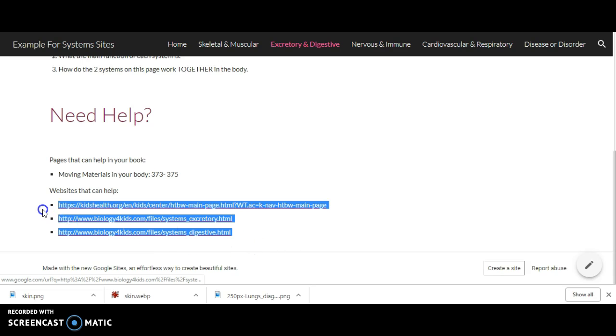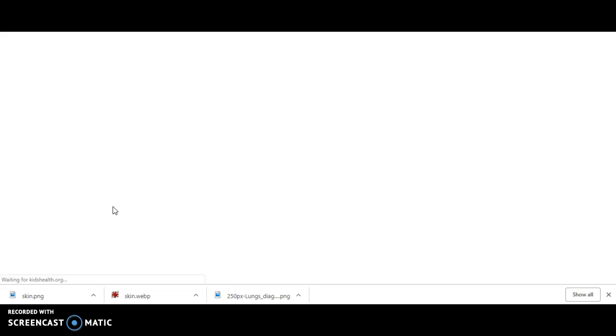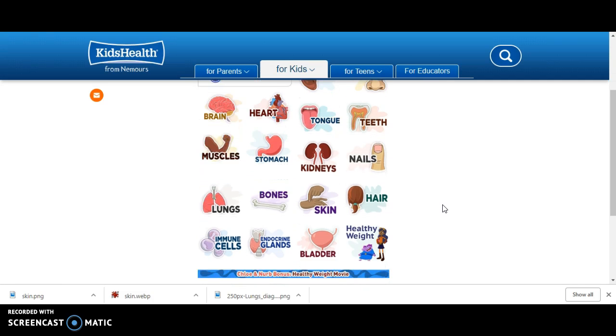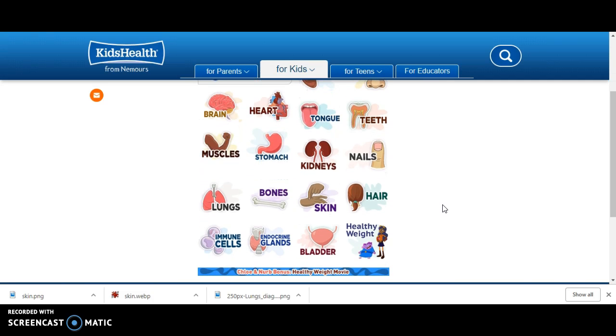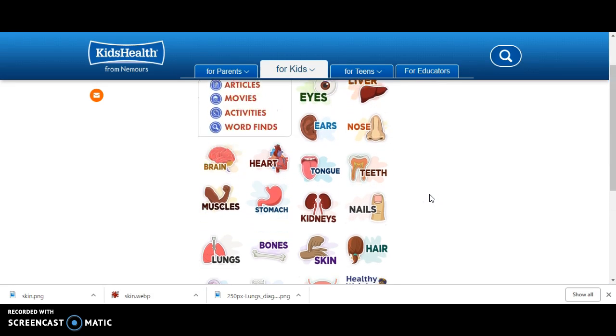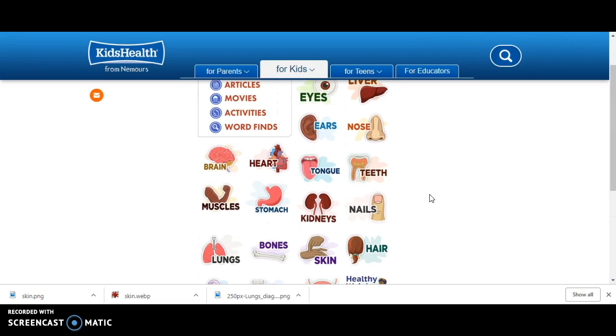And these pages here will give you more information about excretory specifically and digestive specifically. If you go to the Kids Health site, I've had some people ask for a little bit more help on this one. So for the digestive system, you would click on the liver, the stomach, for the excretory system, you would click on the bladder, the kidneys. Those are the organs that you can click on to help you get more information about those two systems. Tongue can also be a part of the digestive.